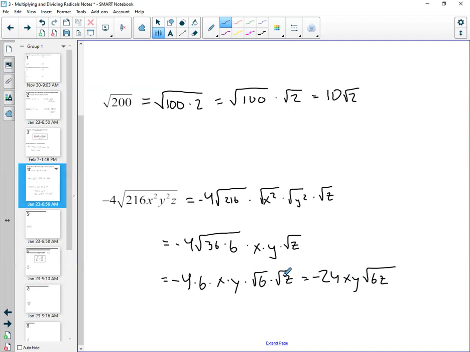And the root 6 and the root z, this is about putting it back together. I separated all the radicals first, and then I put them back together, because now I know what stays under the radical. As in, what part of this big expression was not a perfect square? Just a 6 and a z. Everything else is part of a perfect square.